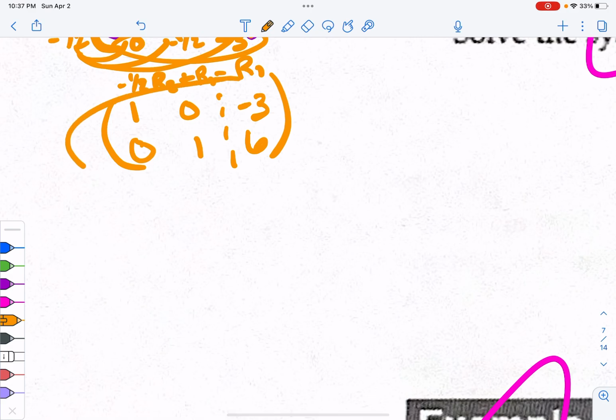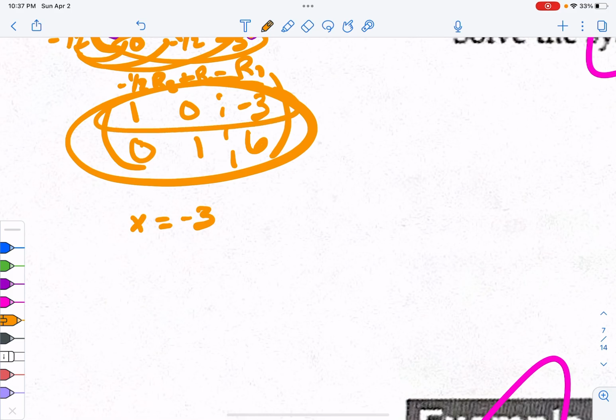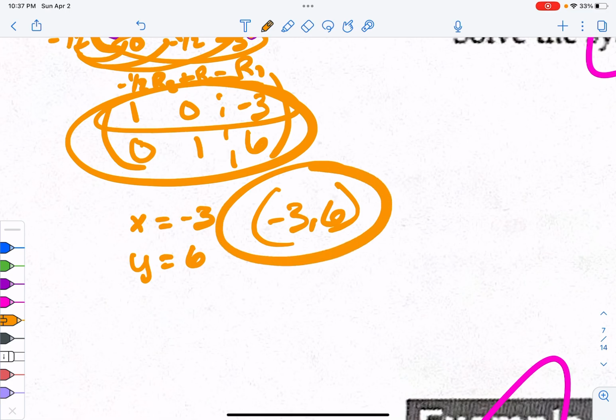So in this process, this deciphers as x equals -3, which is that top row, and y equals 6. So (-3, 6) is the solution where those two equations are going to cross each other.